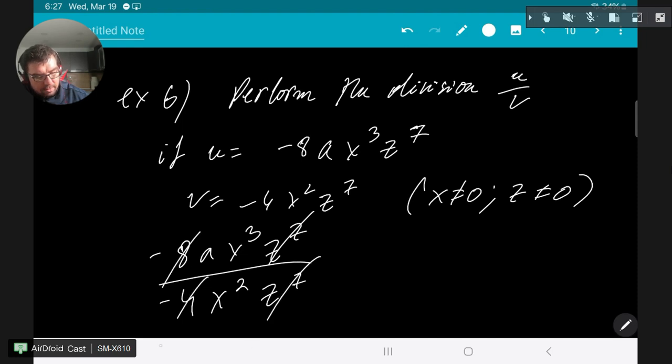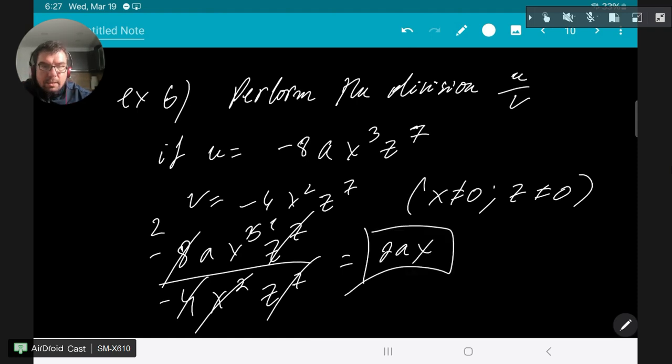Minus 8 divided by minus 4 is 2. X to the power of 2 with x to the power of 3 will cancel. Here in the numerator I'm left with x to the power of 1. So the result will be what? 2ax. 2ax is what is left, okay?